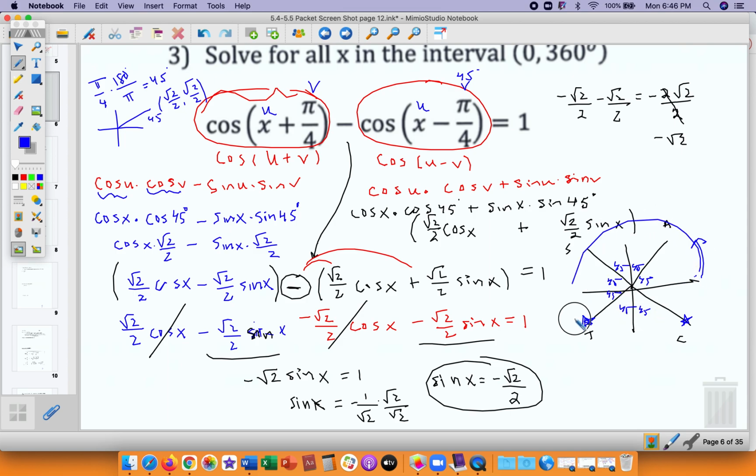As we spin to this first spot, we have 180 plus 45. So 180 plus 45, which gets us 225 degrees, which is the same as 5 pi over 4. And we can also spin around to the last star, and we do 270 plus 45, which is going to get us 315, which is 7 pi over 4.